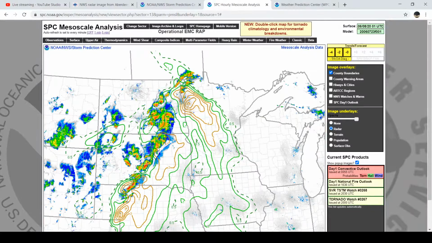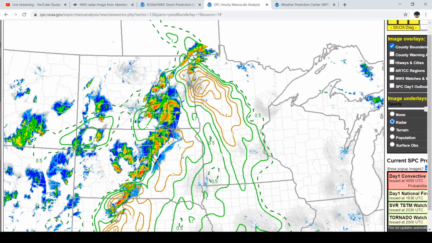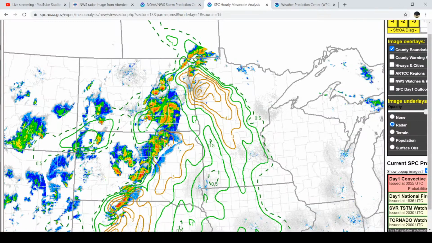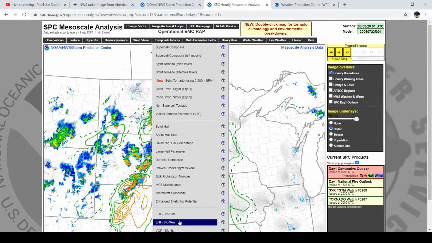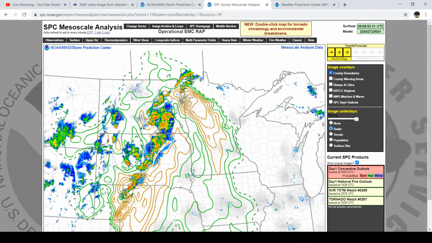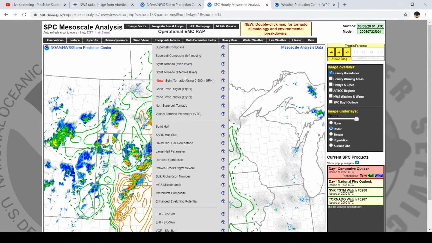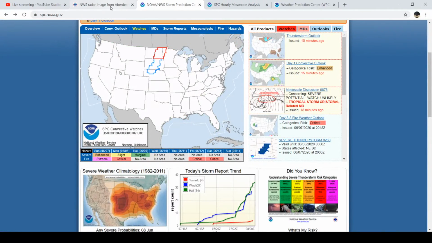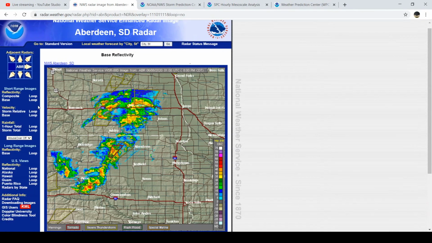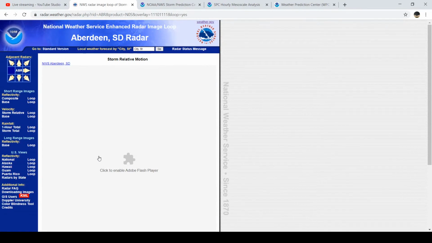As we look at the energy helicity index, I think there's plenty. This takes into consideration both CAPE and SRH from 0 to 1 kilometer. We look at 3 kilometers. So definitely these storms can quite possibly break through that convective inhibition, and a tornado could happen. No doubt in my mind. I haven't really looked at the velocity, what the velocity looks like with the storm.